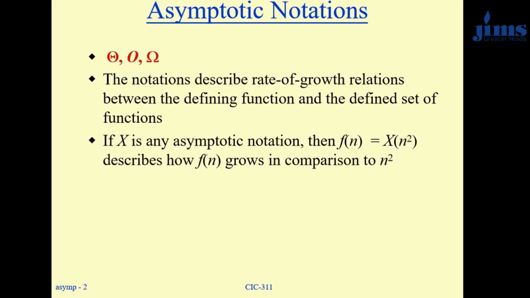For example, if x is any asymptotic notation, and f(n) equals x of n square, then it means we compare the rate of growth of f(n) with the growth of n square. Whether the rate of growth of n square is lesser than f(n), or approximately equal to that of f(n), or always lesser or greater than that of f(n). Depending on that, the relation will be either theta or big O or omega.